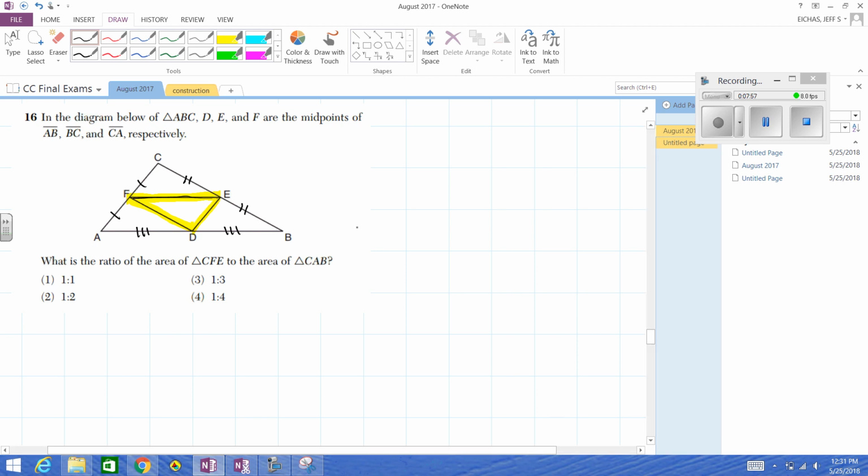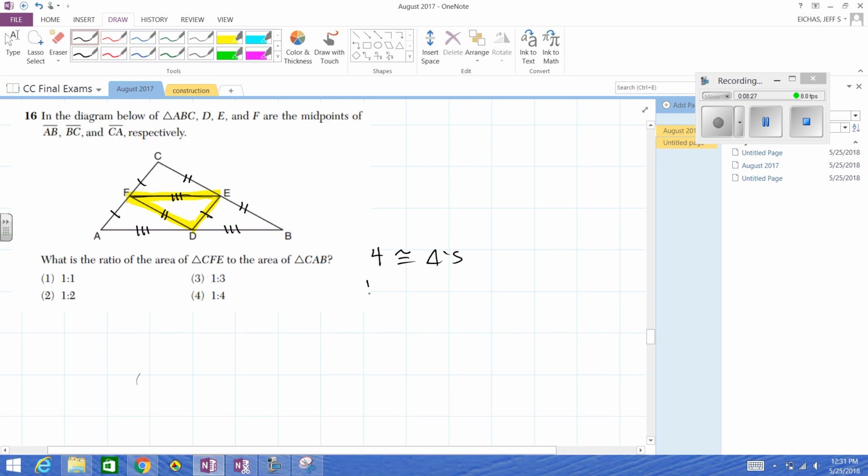What you end up seeing here is there are, in fact, 4 congruent triangles. This one is half of the full side here and parallel to. This one is half of this side and parallel to. So what we end up with is 4 congruent triangles. So if they're all congruent and CFE is one of the 4, the area of CFE to the whole thing is 1 to 4.